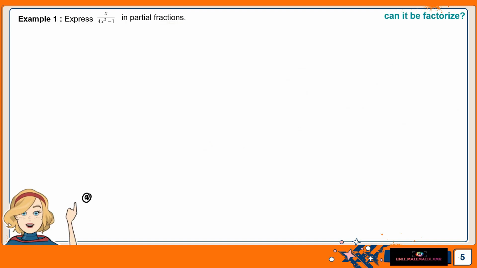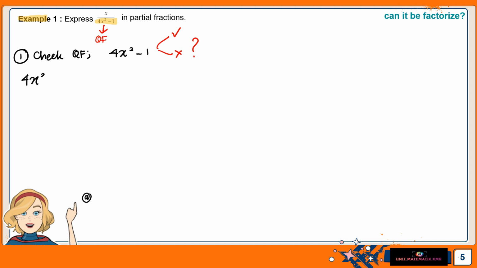Okay, so let's look at example 1. Express x over 4x squared minus 1 in partial fractions. As I taught you in the last video, we need to identify what the denominator is first before you start. As you can see here, you only have one thing here. So what is this? Here is a quadratic factor. For quadratic factors, your first step should be to check the quadratic factor. So we check 4x squared minus 1. Can it be factorized or not? That is our question.